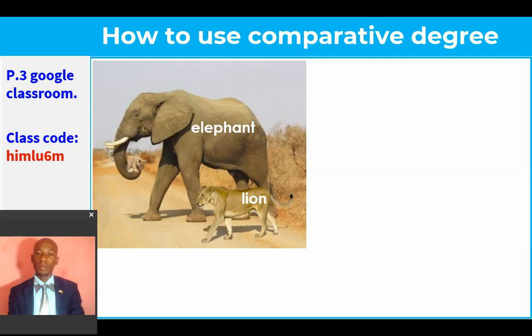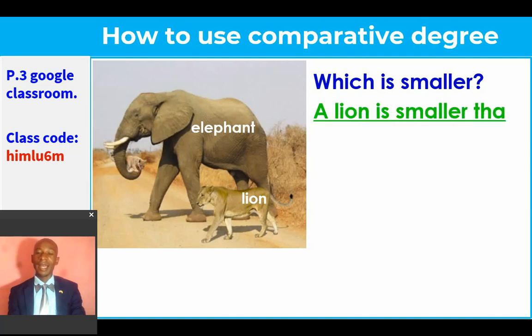So, how do we use the comparative degree? Remember, I told you, comparative degree is used when comparing two things, two items. Just like here, we've got an elephant and we have a lion. So we can compare these two, we talk about them, and in our answer we shall use than. So the first question can be, which is smaller? So there we say, a lion is smaller than an elephant.